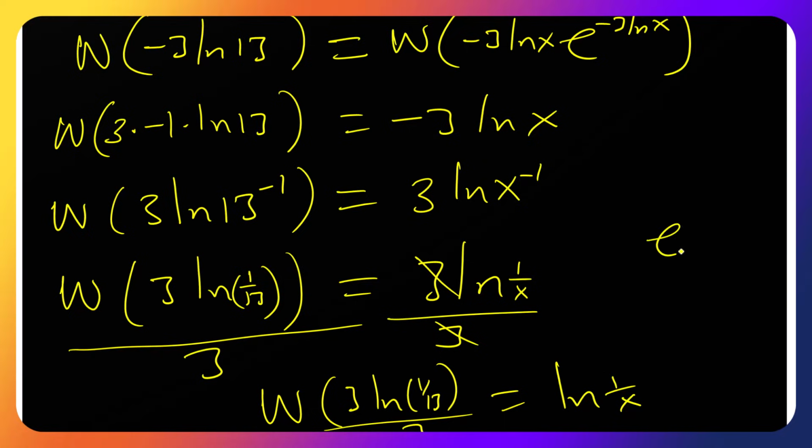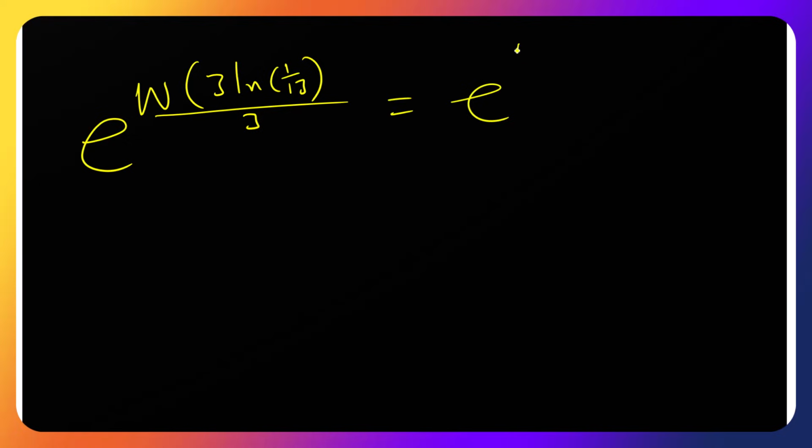The next step is to remove the ln here. And don't forget that e raised to ln of something is that something. So to remove this, you raise both sides with e. So I'll take e raised to W function of 3 ln of 1 on 13, over 3, equals e raised to ln of 1 on x. So this side will be 1 on x, and this side remains as that.